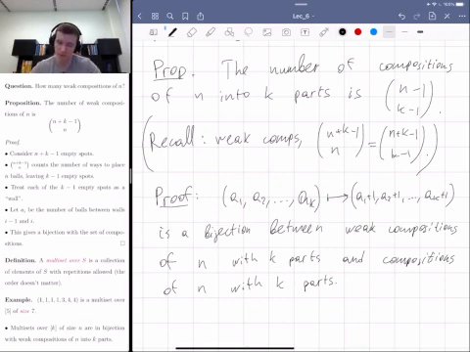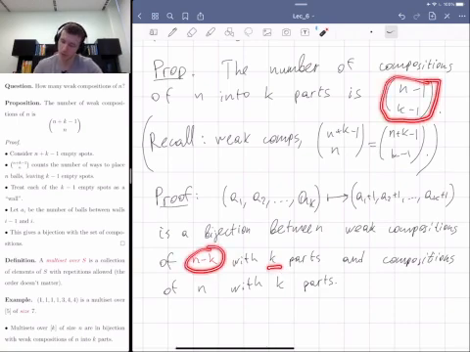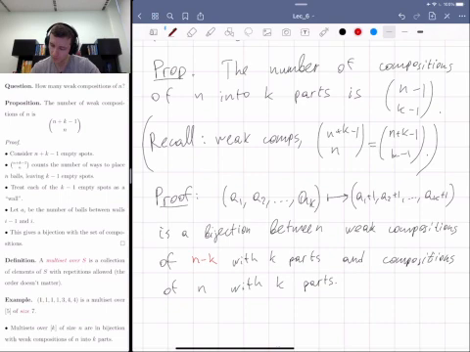And therefore, as a corollary, we already know how many weak compositions there are, but instead of n, I have to write n minus k, because the sum of these numbers is k less than the sum of those numbers. So if I apply the formula for the number of weak compositions of n minus k with k parts, then I get exactly n minus 1 choose k minus 1. So that's the proof.